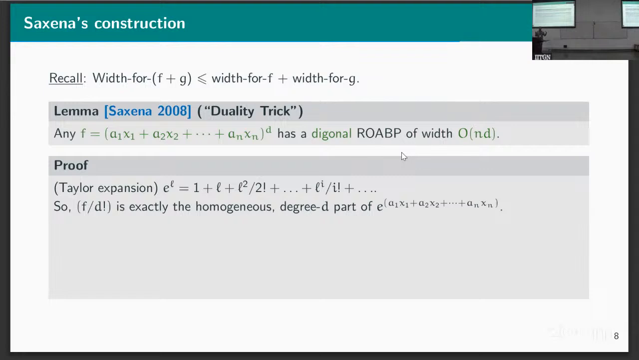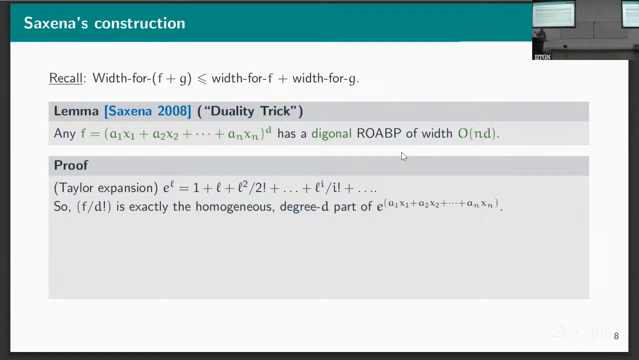So of course, I don't know how to motivate this, but for some reason you look at the Taylor expansion of e to the power L. It looks like 1 plus L and so on. So the point is, you think of L as the linear form that you have, summation a_i x_i. Then what is happening is your polynomial, which is the dth power, is appearing as a term in the Taylor expansion of e to the L.